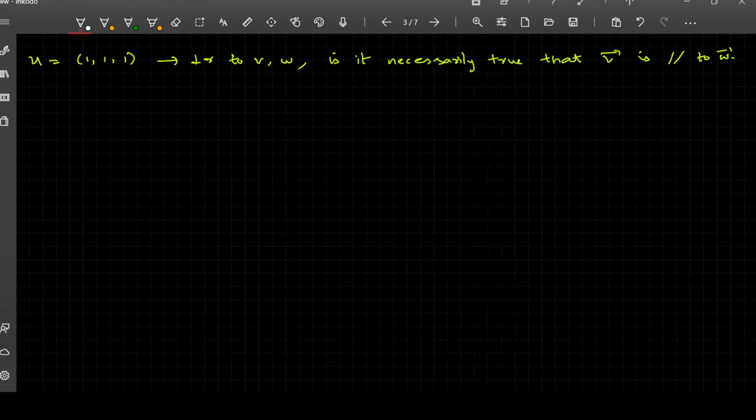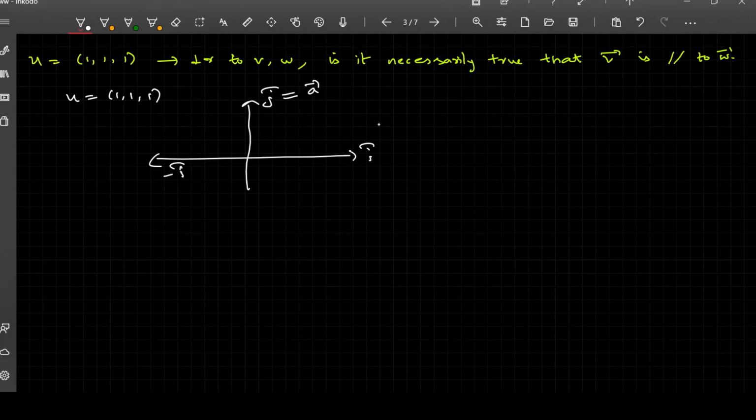So the thing is, let us take any example. u is equal to (1, 1, 1), but let us exempt this example basically. Let us take any other very easy example. So this is i cap, this is j cap, and this is minus i cap. We can assume j cap as some vector a bar, this as b bar, this as c bar. So a bar is perpendicular to i vector, and is also perpendicular to minus i vector. These two vectors meet at the origin that I'm taking.